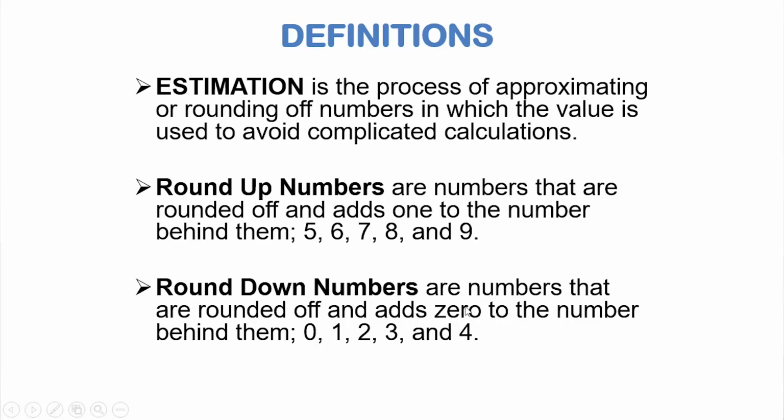Round down numbers are numbers that are rounded off, to either become 0 or disappear completely, and add 0, meaning they don't add anything to the number behind them or the number before them. The round down numbers are number 0, 1, 2, 3, and 4. So we have 5 round up numbers, and of course we have 5 round down numbers. These numbers disappear and they don't add anything.